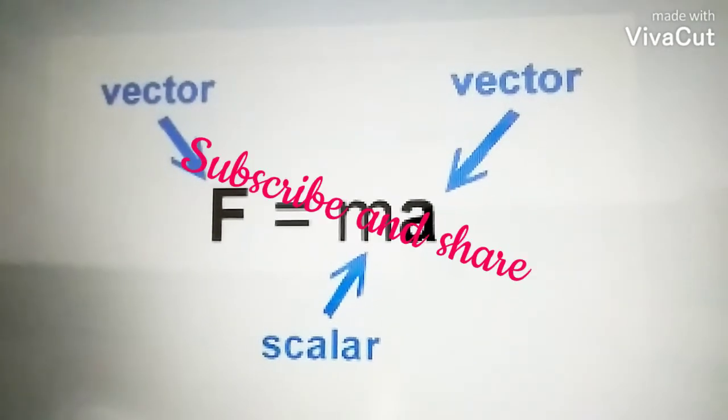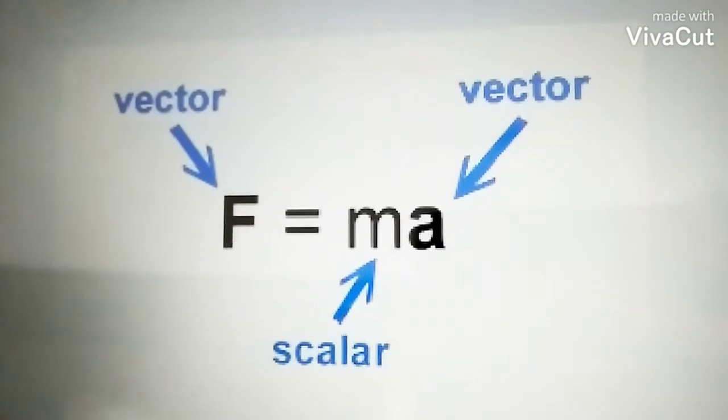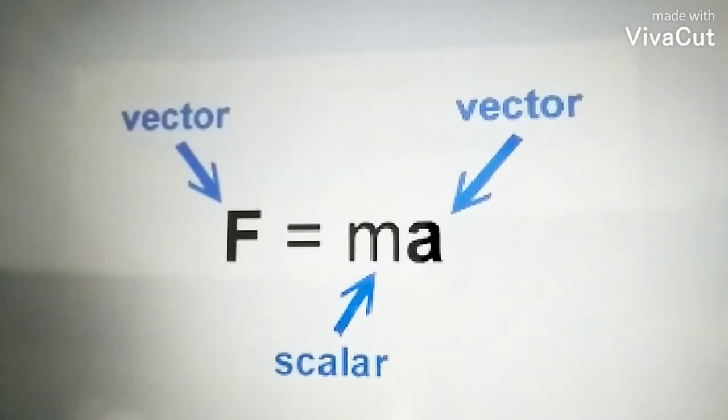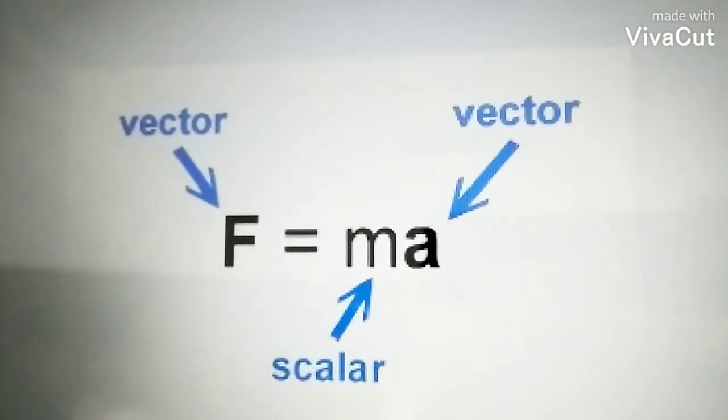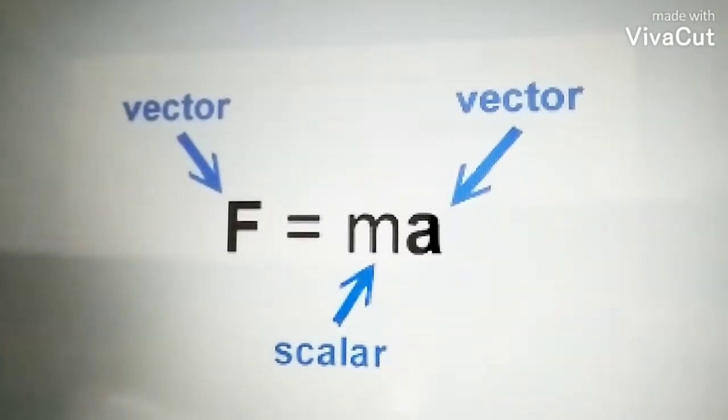Today we are going to find out the unit of force by using base quantities. F is a vector quantity and it is equal to ma. M is mass and a is acceleration. Mass is a scalar quantity and acceleration is a vector quantity.